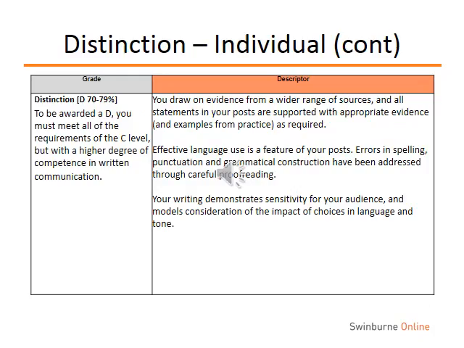To be awarded a distinction, you must meet all the requirements of the credit level, with a higher degree of competence in written communication. You need to draw on a wider range of sources, so more than just the learning materials. You have supported your statements with appropriate evidence. Make sure that the language, the spelling, the punctuation and the grammar has been addressed with thorough proofreading.